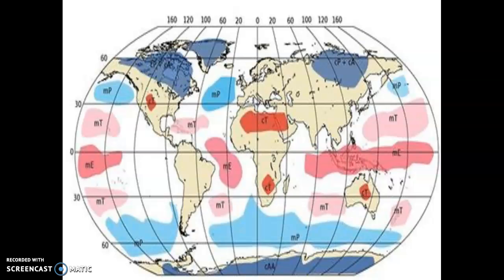So air masses, this is an air mass map. Notice we have red near the equator and blue air masses over the polar regions. Remember, an air mass is a body of air that has nearly the same temperature and humidity. Humidity is how much moisture is in the air.